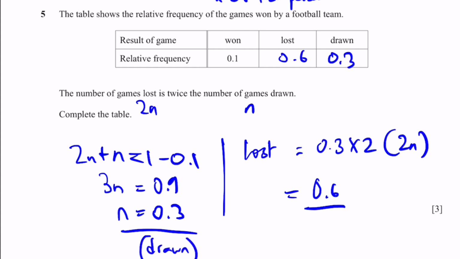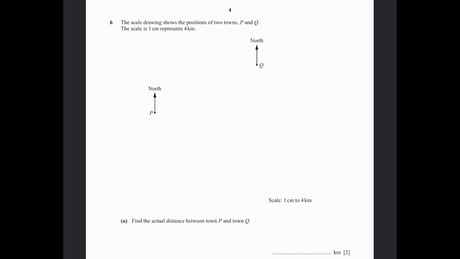That's the answer. Let's go to question 6. The scale drawing shows the positions of two towns, P and Q. The scale is 1 centimeter represents 4 kilometers. A. Find the actual distance between town P and town Q. So if we draw a line over here and measure it after printing it out, you will get 8.2 centimeters. And 1 centimeter represents 4 kilometers.